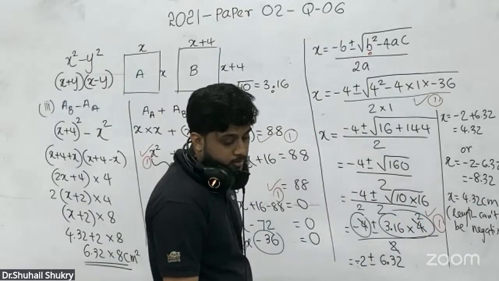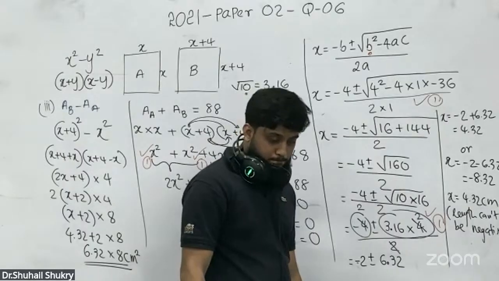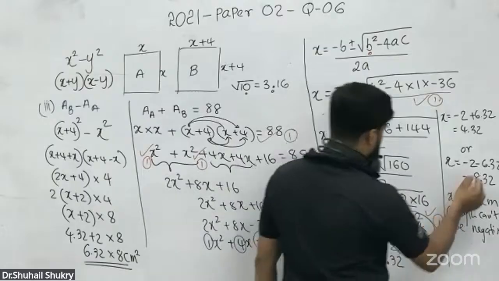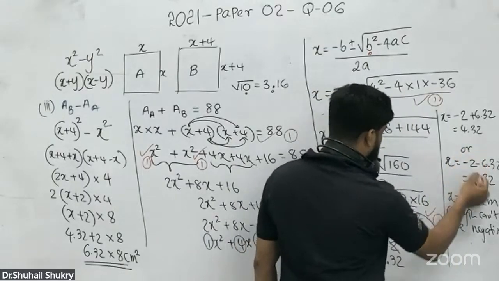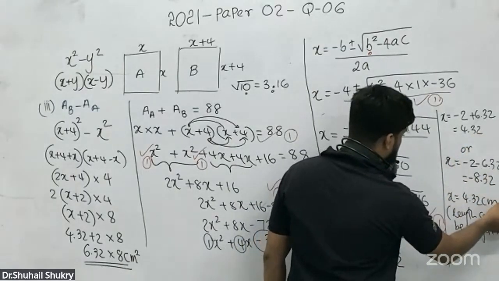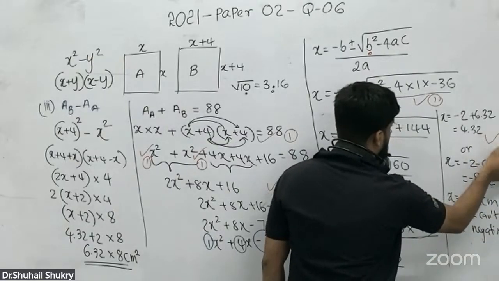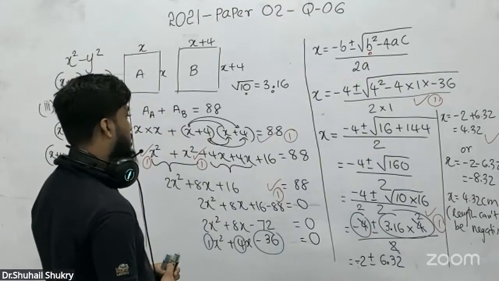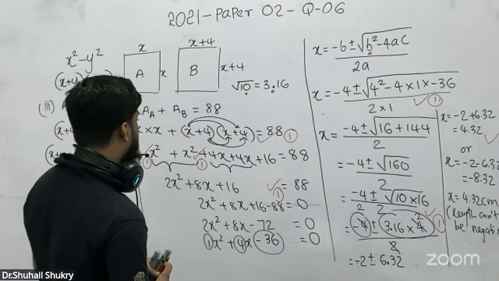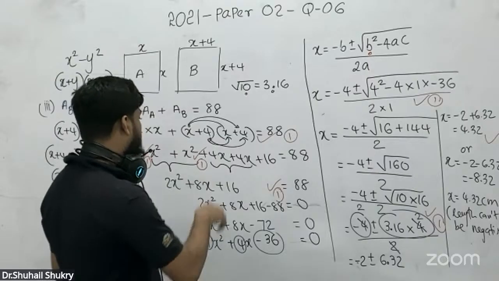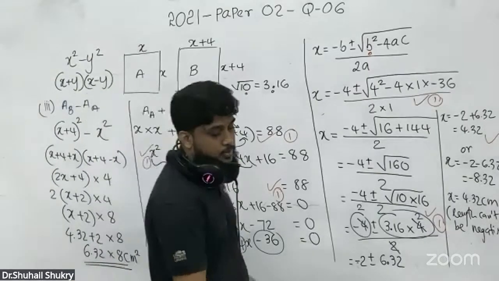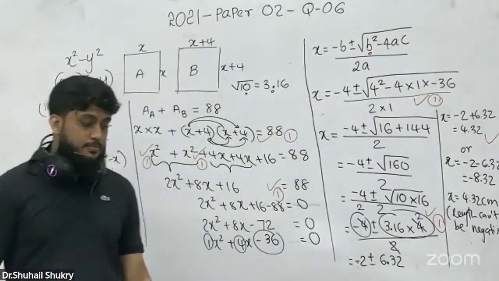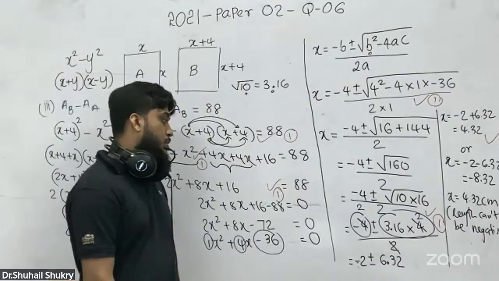Then for selecting this one, you get 1 mark. For getting these values, you get 1 mark. So how many marks for this question? 1, 2, 3, 4. 4 marks they have allocated. Again, 4 marks they have given for creating the equation.